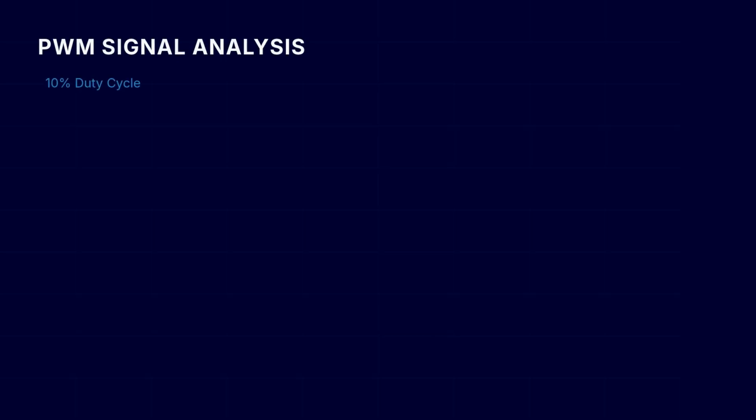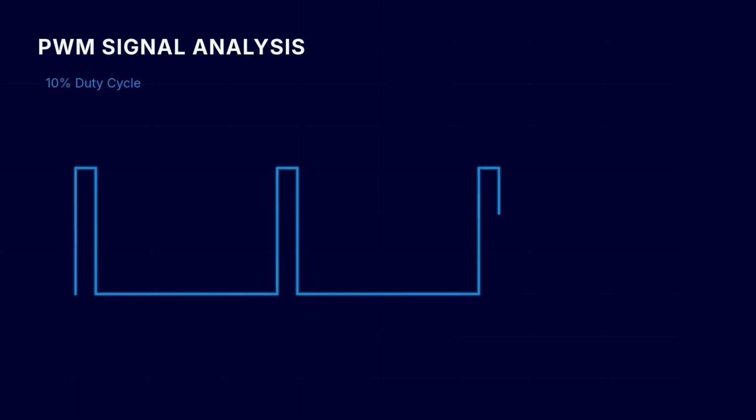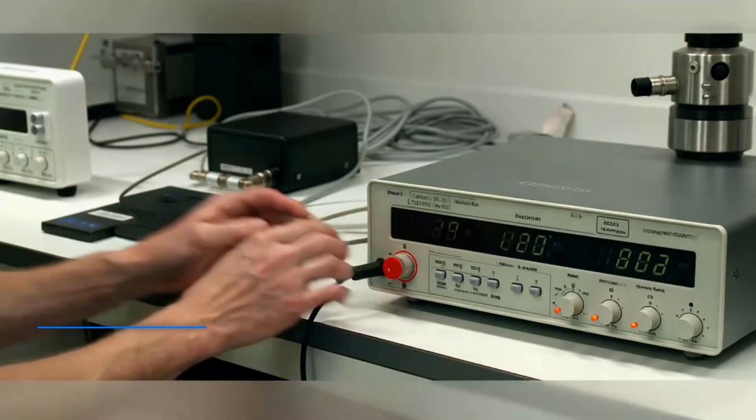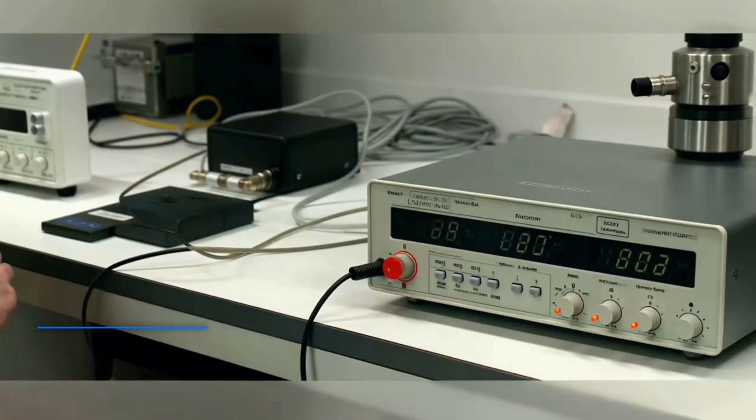The period is 100 milliseconds, calculated as 1 divided by our 10 hertz frequency. The on time is 10 milliseconds, representing 10% of the total period when the signal is high. The off time is 90 milliseconds, which is the remaining time when the signal is low.